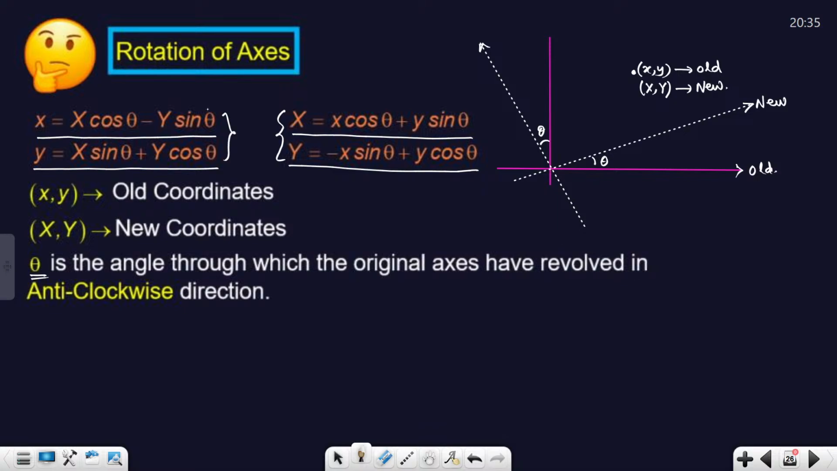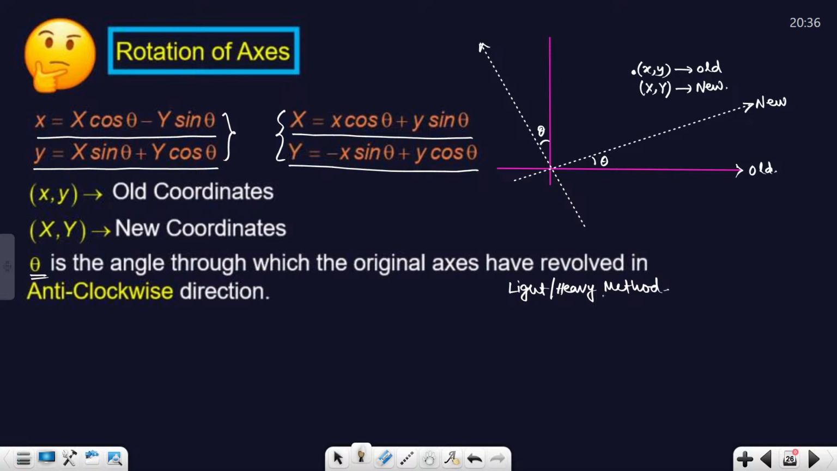Now the question is, it's very difficult to remember this formula. You can remember it, but only for a time being. So that is why I am giving you a shortcut to remember the relation between small x, small y and capital X, capital Y. This is what is called the light heavy method.